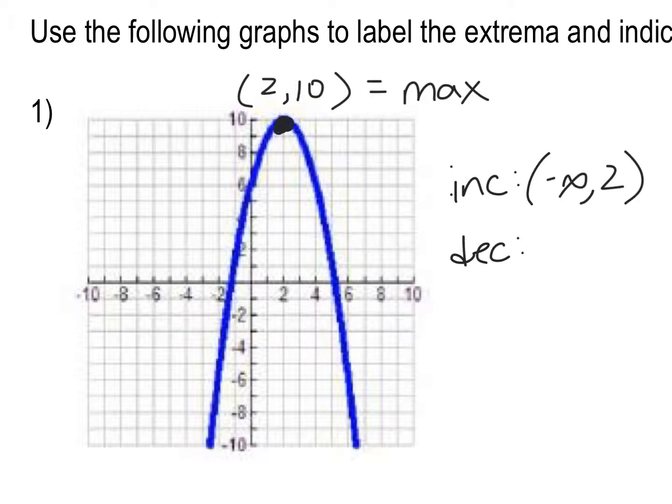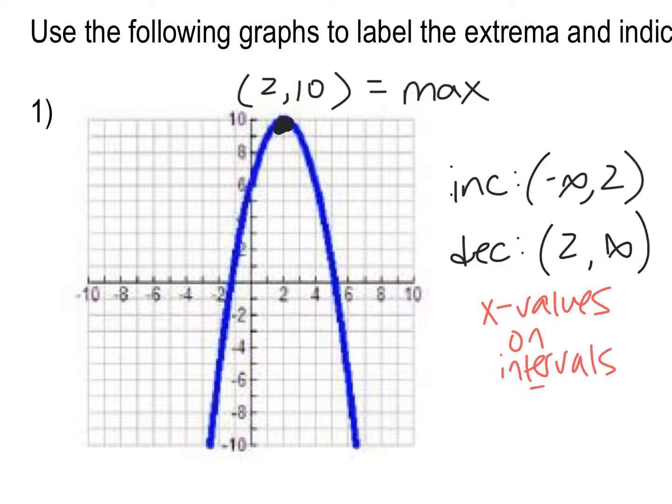It is decreasing starting at 2, and then the roller coaster starts to decrease and everyone starts to plummet to their death. I hate roller coasters, you guys know that. Anyways, it's decreasing from 2 to the right forever. So make sure that you're always using x values on intervals. Make a little note about that, okay? Let's try another one. Let's go over here.